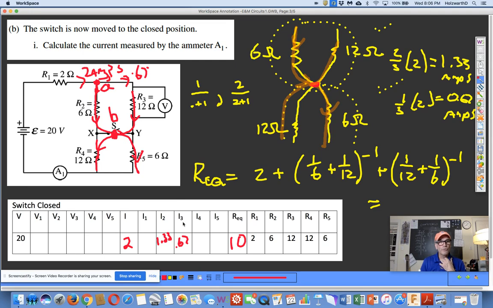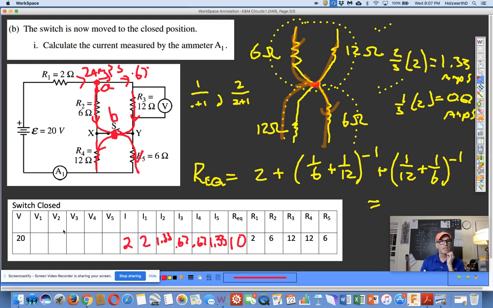Now the current through R3 and R4 is the same, so 0.67. And the current through R2 and R5 is the same. I'm just going to chart that. I didn't specify I1, but the current coming out of the battery is the same current that goes to that 2 ohm resistor.